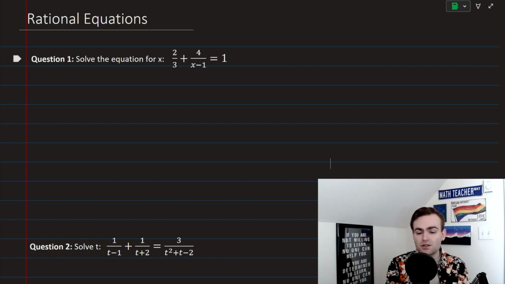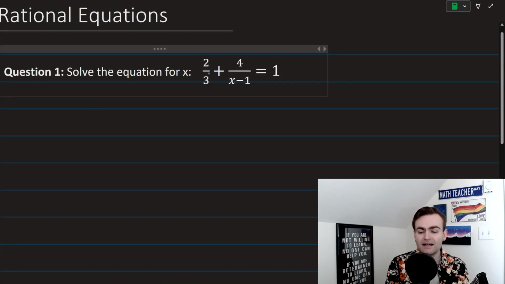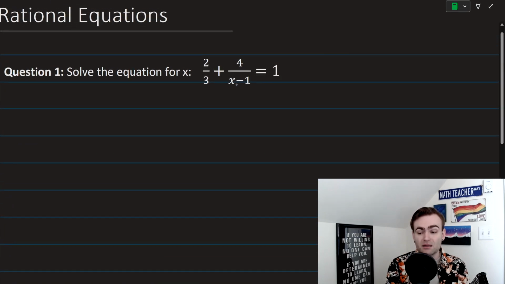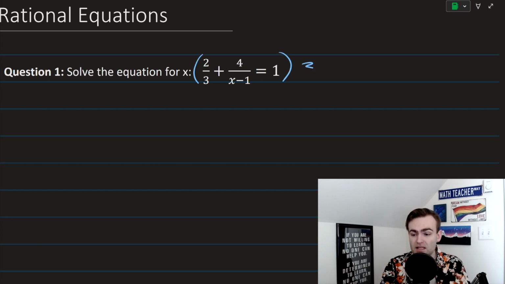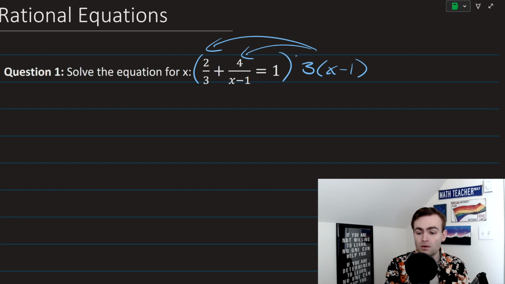So if I look at the fractions in question 1 here, I see that I have a denominator of 3, a denominator of x minus 1. Neither of those share any factors. So the least common denominator here would be multiplying them together, which would be 3 times x minus 1. So we are going to distribute that to all 3 terms. When I multiply this fraction by the least common denominator, any common factors would cancel in the numerator and denominator, which would make our life easier to cancel them out now.